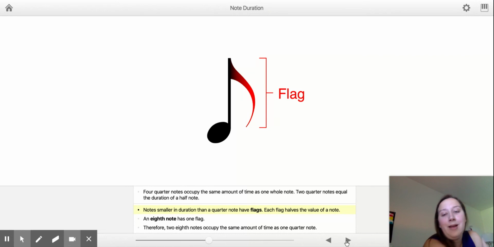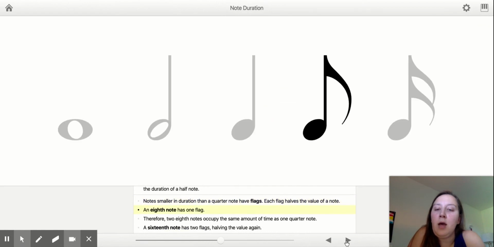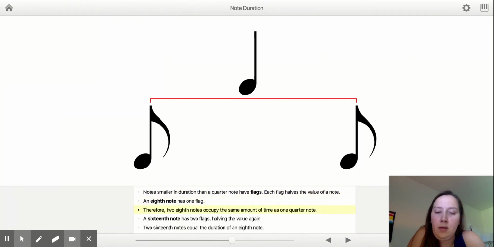Notes that are smaller have flags, and the flag helps determine the note value, just like we talked about before, how the note head or the beam, those things all help determine the note value. Eighth note has 1 flag. 2 eighth notes occupy the same amount of time as 1 quarter note. So we're just breaking these all in half. If you think about fractions, a quarter note is 1/4, and divide that in half, you would get 1/8. So 2 eighth notes fit into 1 quarter note.